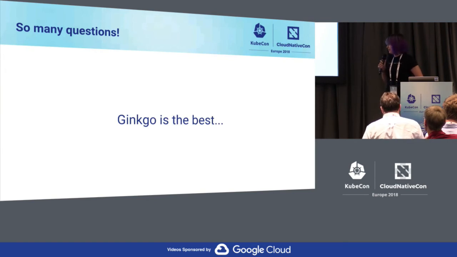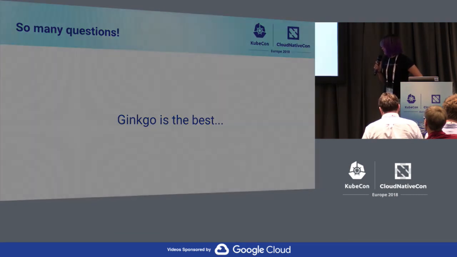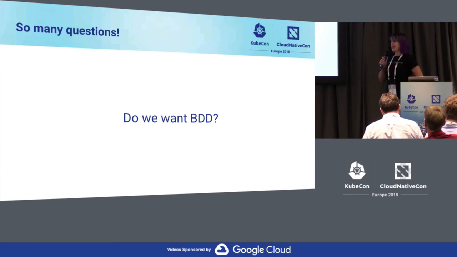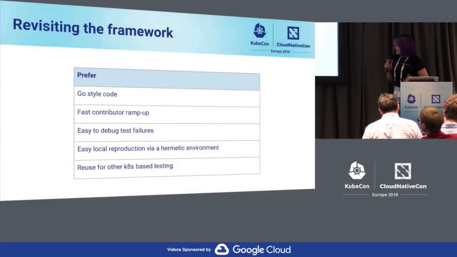If you're familiar with these end-to-end tests at all, you'll know that they were built with Ginkgo. And after looking into it, we've come to the conclusion that Ginkgo is the best BDD framework in Go. But then we have to ask, do we really want to be using BDD? When we have all of these contributors coming in, do we want them to have to learn all of the best practices for BDD in order to contribute? So we think it's time to revisit this framework and prefer a few things.